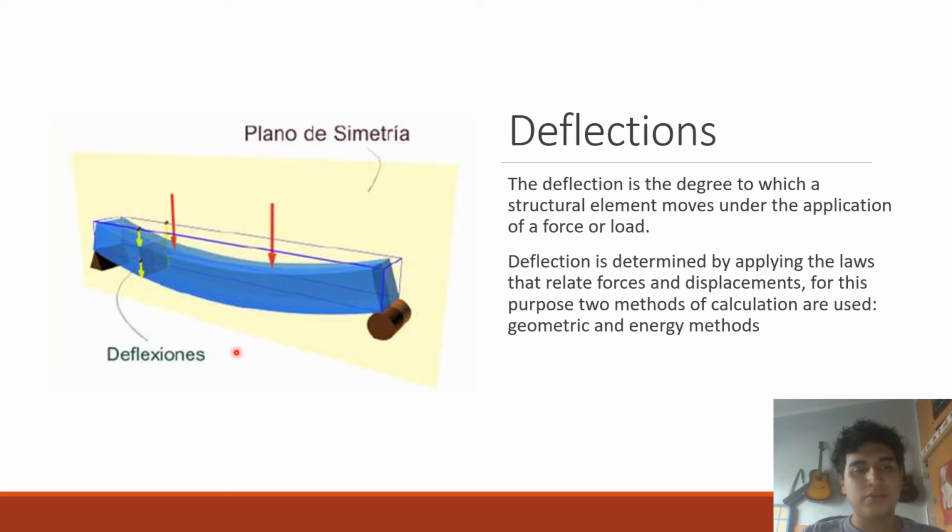Here, as you can see, we have a beam, and these are the loads or the forces, and they cause the deflection on it. In the model that I'm going to show you after, we have a lot of beams, and that's how it is related to this.